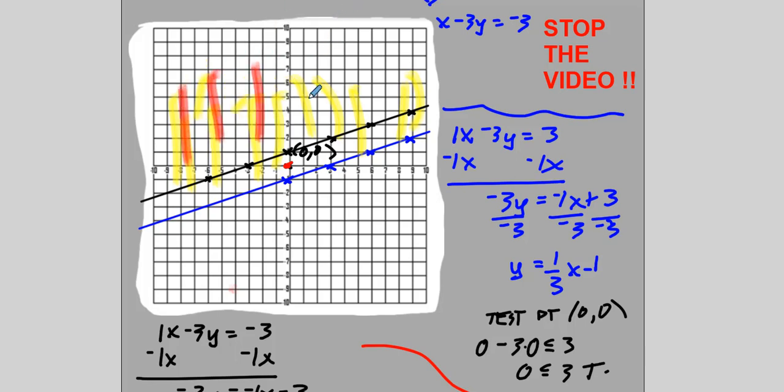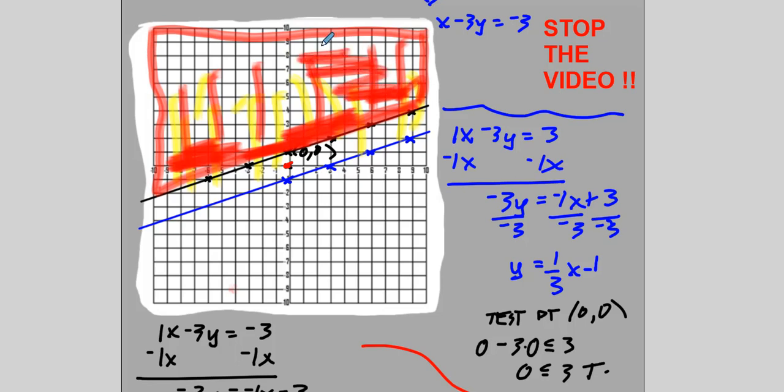So we're shading here. The common intersection, this area between the two lines, is not part of the common solution. It's going to be this red area right here. And it does include the boundary this time because that's solid, and then it's going to go out this way, it's going to go out this way. And this concludes the video.